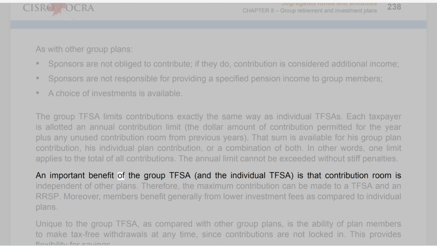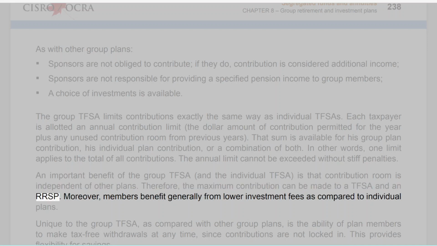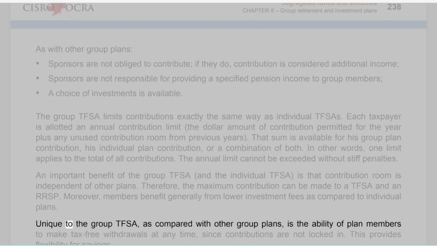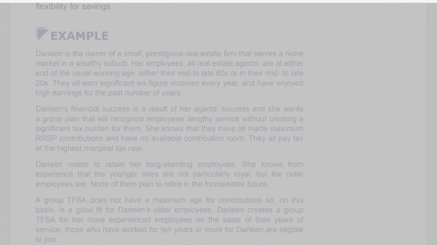An important benefit of the Group TFSA and the individual TFSA is that contribution room is independent of other plans. Therefore, the maximum contribution can be made to a TFSA and an RRSP. Moreover, members benefit generally from lower investment fees as compared to individual plans. Unique to the Group TFSA, as compared with other group plans, is the ability of plan members to make tax-free withdrawals at any time, since contributions are not locked in. This provides flexibility for savings.